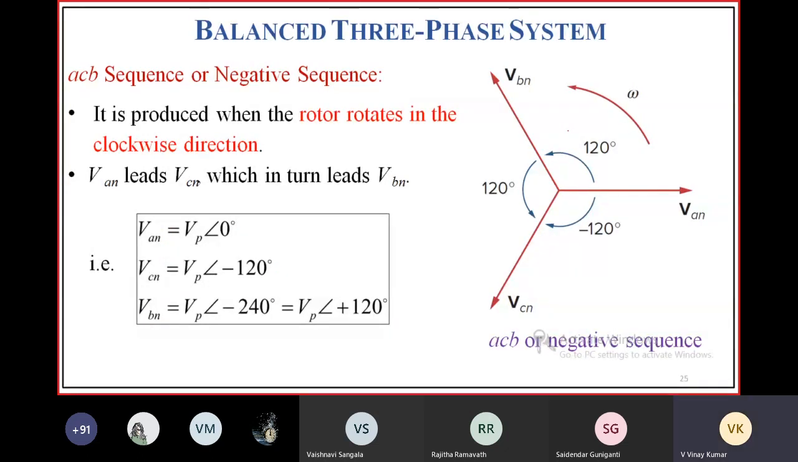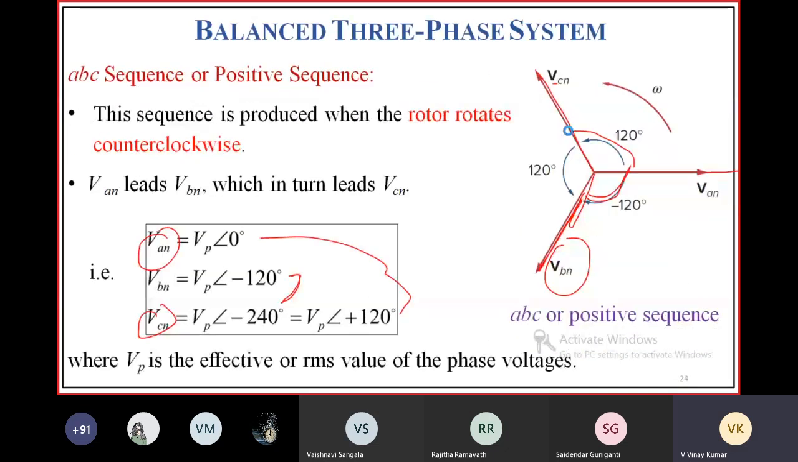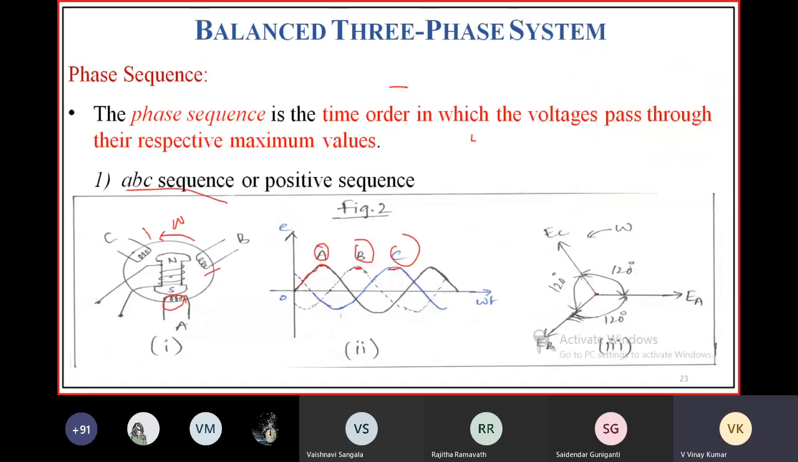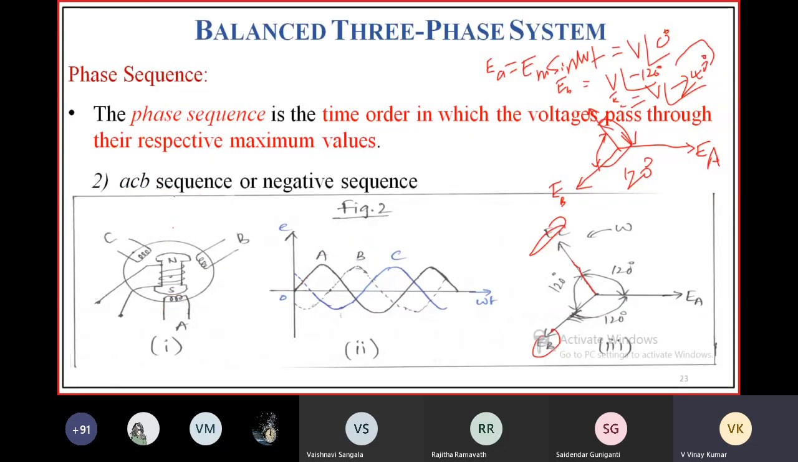Okay, now coming to negative sequence. Instead of rotating this, we have rotated this in counterclockwise direction earlier in order to have phase sequence ABC. Right? So let me rotate this rotor in clockwise direction.